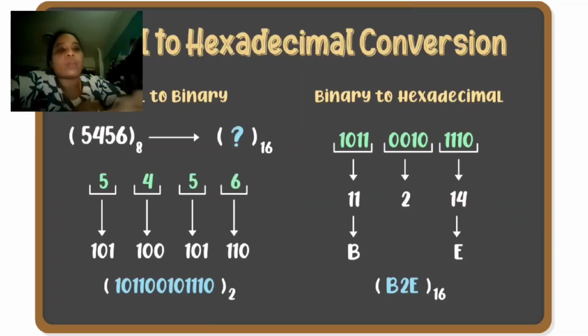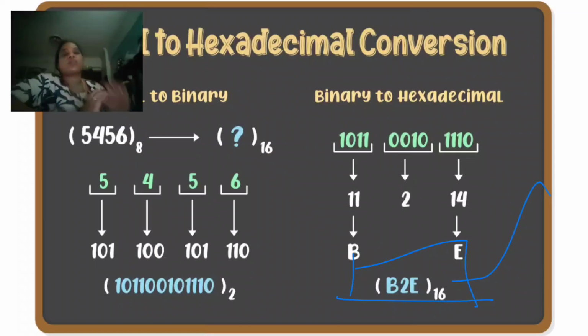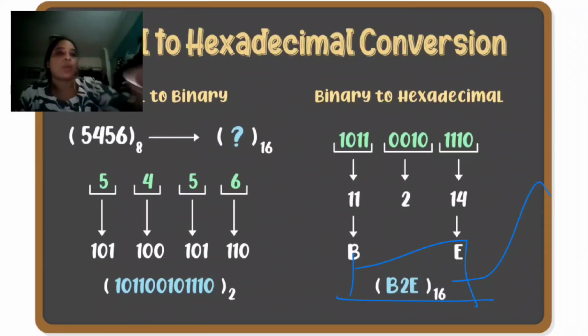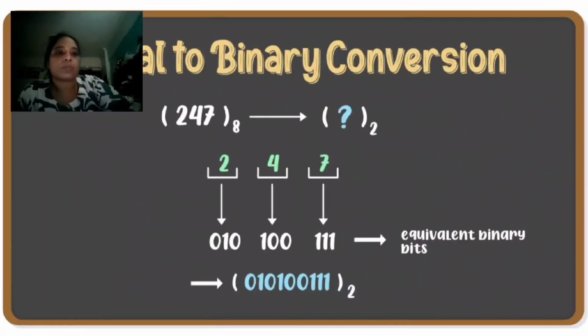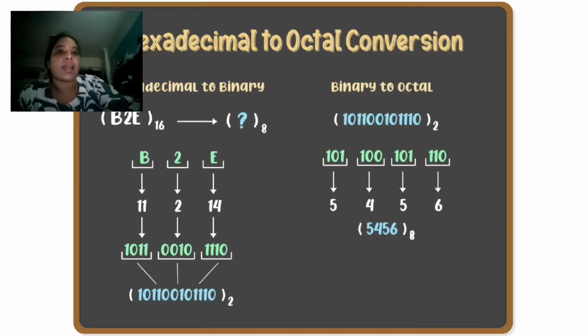So the decimal value of the hexadecimal value E is 14. Okay, so now here you can see that the value is B2E base 16. This is right. So this is the conversion of octal to hexadecimal. Next, octal to binary conversion we have already seen. Next, octal to hexadecimal conversion, and then hexadecimal to octal conversion.